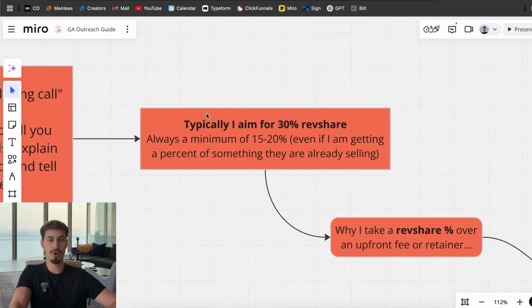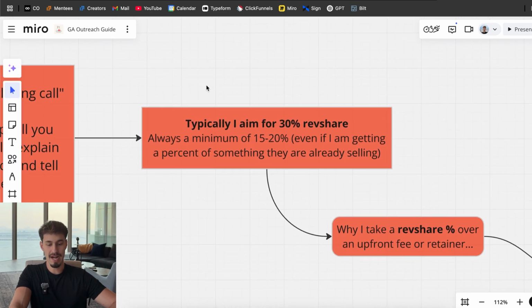Typically, I aim for about 30% rev share, which is actually very high. I've seen other growth operators say 10, 15%. I aim for 30% rev share. Always a minimum of 15 to 20%. I'm never getting less than 15%, even if I'm getting a percent of something already making money.